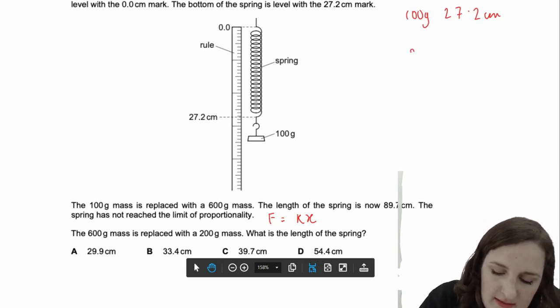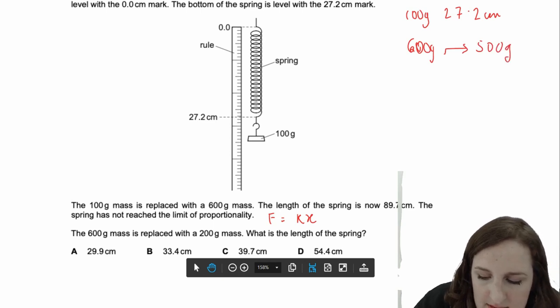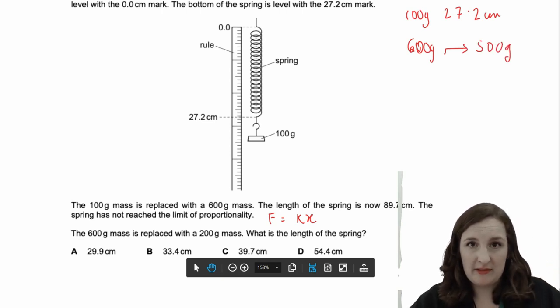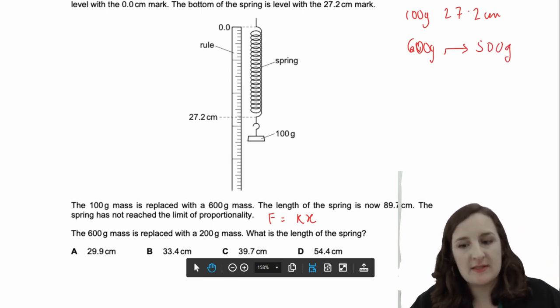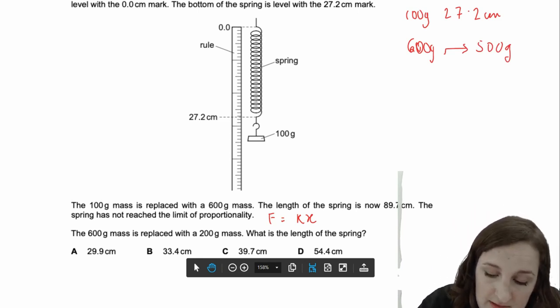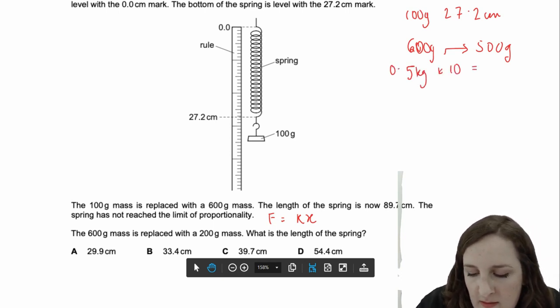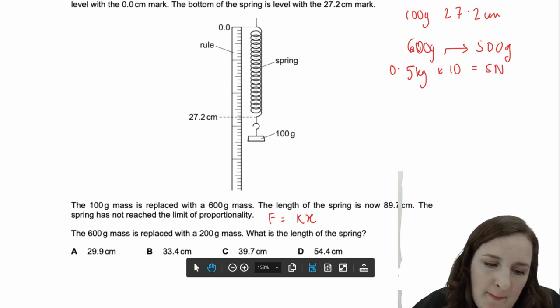Then, when 600, sorry, grams is hung, we've only added 500 grams from our initial point. Okay, the difference between 100 grams and 600 is obviously 500. 500 grams is 0.5 kilograms. I'm going to multiply that by 10 for the value of G, and I get 5 newtons.